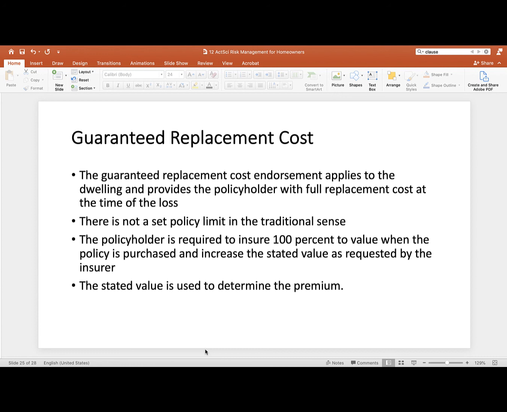And with the guaranteed replacement cost, they've got their own formulas. The actuaries, the risk managers, they'll figure out what the cost of the property is, and they'll charge you an according premium for it.